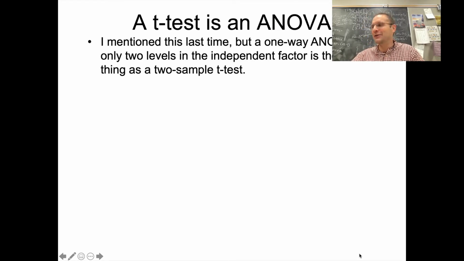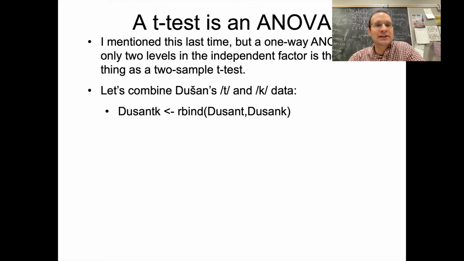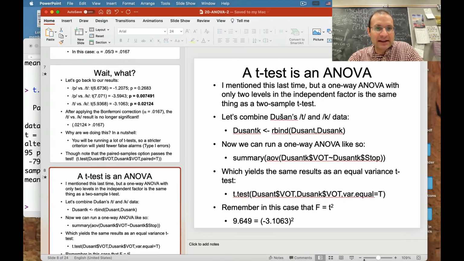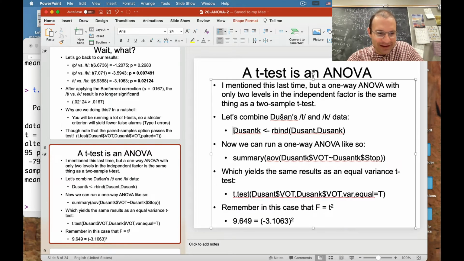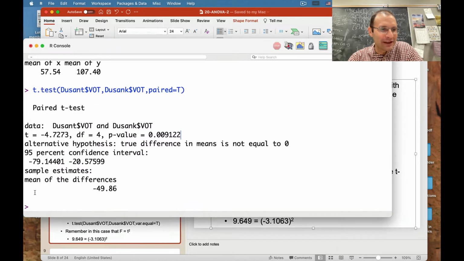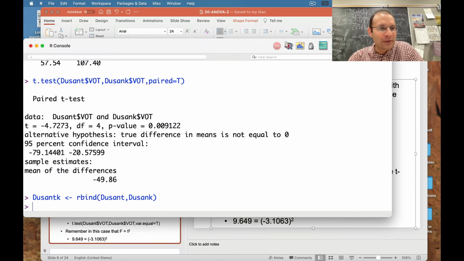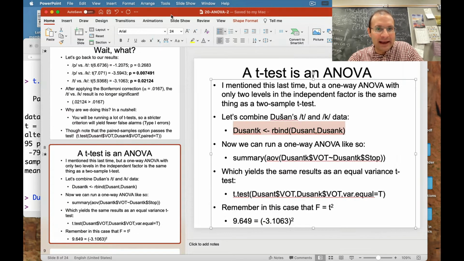So it's kind of like we're running the same thing twice here, just with different combinations of data. And what I was saying before is that a one-way ANOVA with only 2 levels in the independent factor is the same thing as a 2-sample t-test. So if we combine Duchamp's T and K data, this slightly controversial combination that we've been thinking about heretofore, then I can run a t-test.